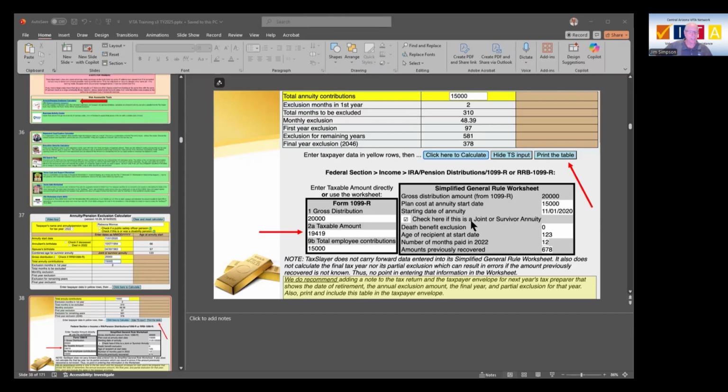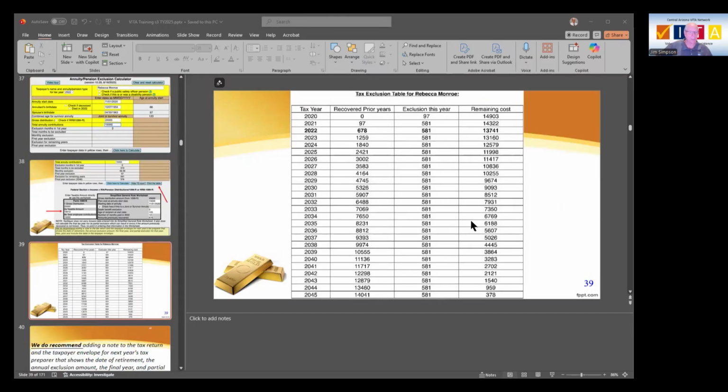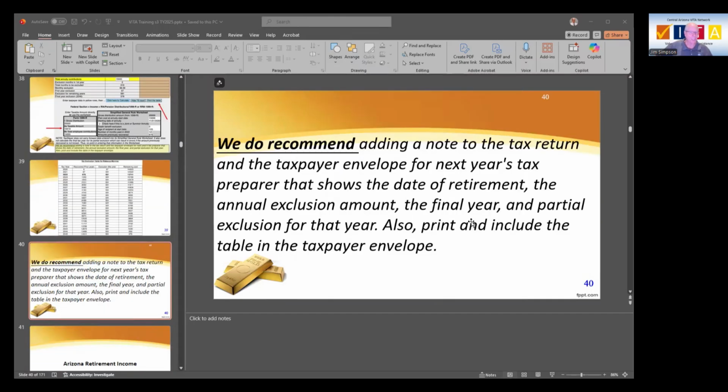So that was the TaxSlayer tool that I just showed you. All right, good. Now, here's another thing. We highly recommend this. We print out that table and put it in their envelope. We say, bring back the envelope. But often they say, oh, I don't remember where I put that, and they forgot it, or they didn't bring it.